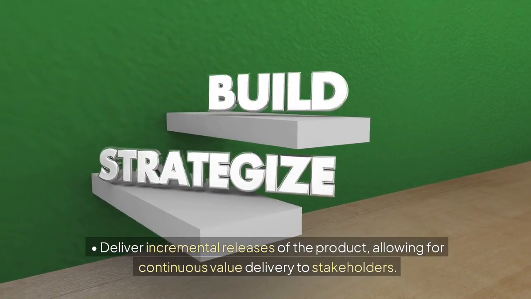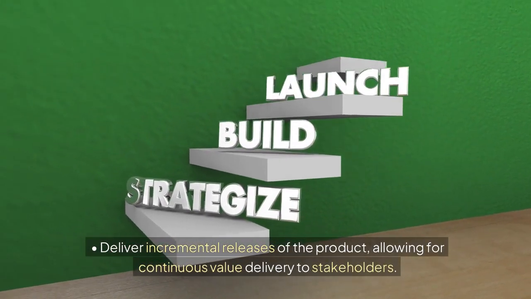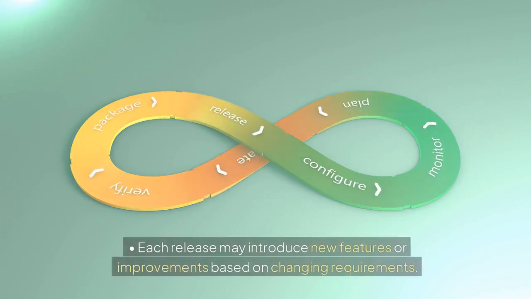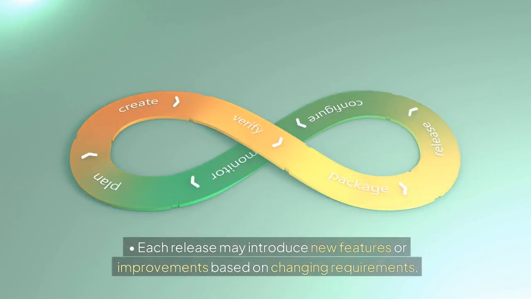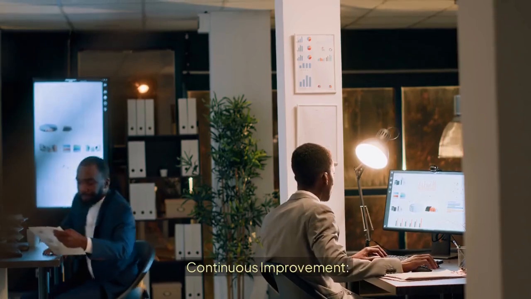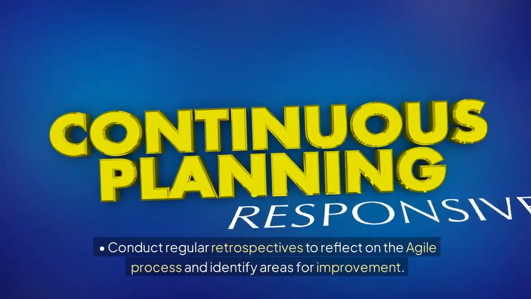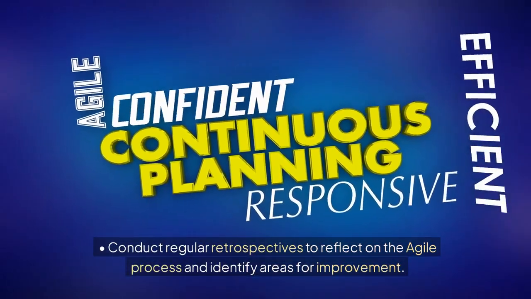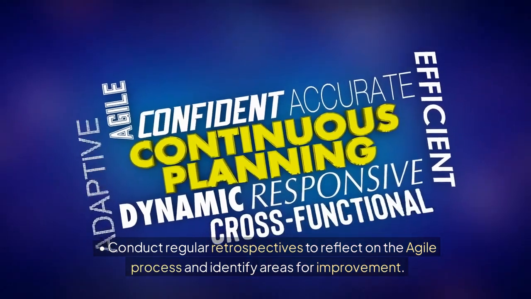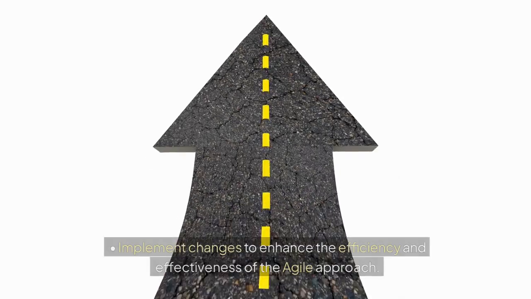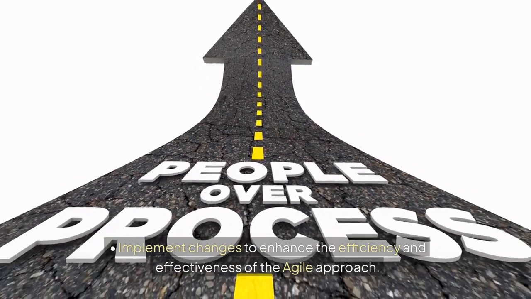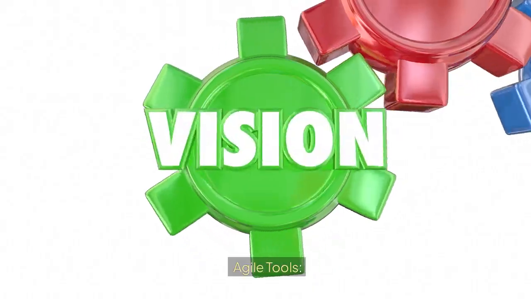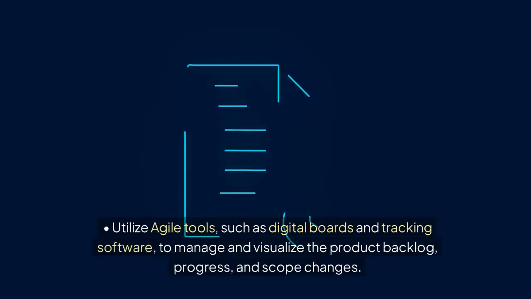Incremental delivery. Deliver incremental releases of the product, allowing for continuous value delivery to stakeholders. Each release may introduce new features or improvements based on changing requirements. Continuous improvement. Conduct regular retrospectives to reflect on the Agile process and identify areas for improvement. Implement changes to enhance the efficiency and effectiveness of the Agile approach.